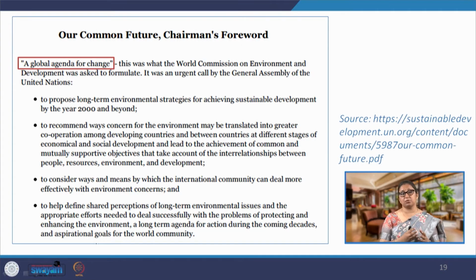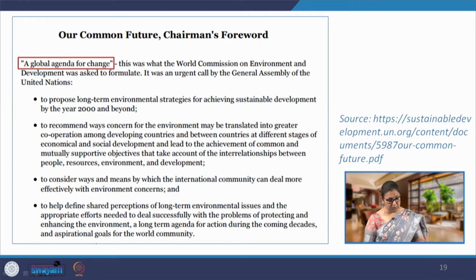So, at that time there were some 13 odd years left till 2000, and the report clearly mentioned the long-term environmental strategies. It also recommended ways which were concerning for the environment, and the idea was to bring everyone together and develop a greater cooperation amongst the developing countries, developed countries, literally everybody on board. Because sustainable development, as I have already said, is not about individuals. It is about everybody coming together, it is about communities, societies and people taking collective action, and that is what was realized.